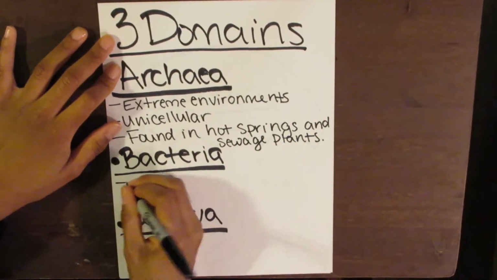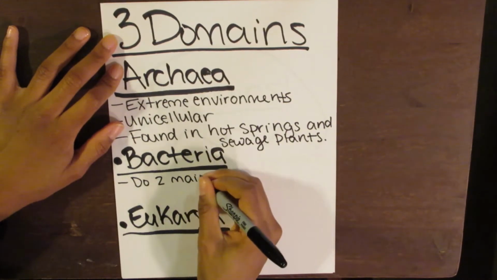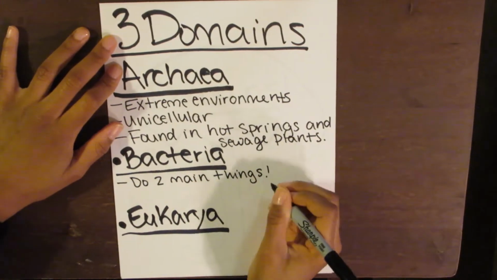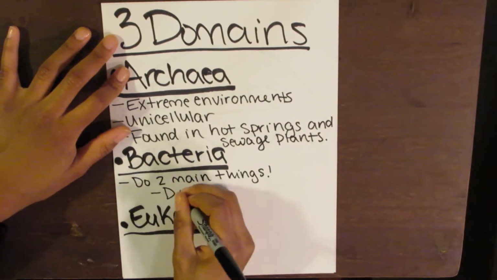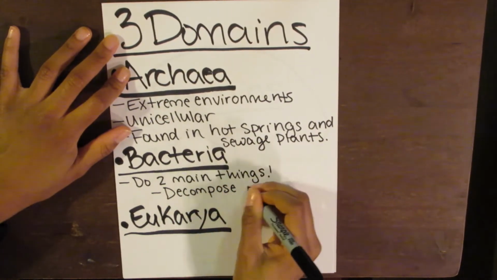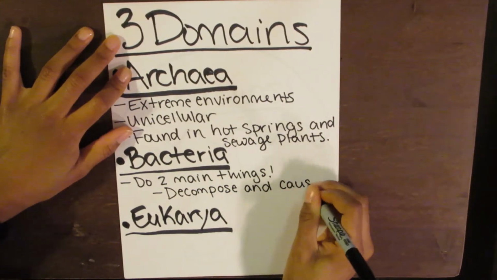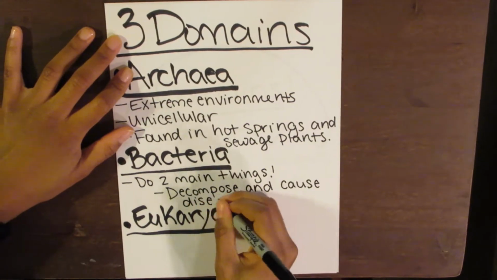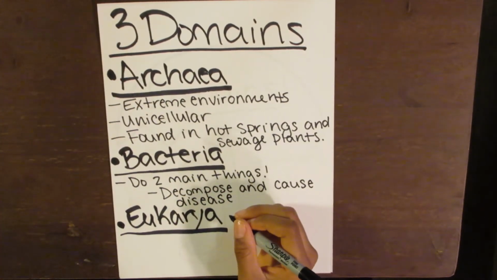Now let's take a look at bacteria. Bacteria, what we want to know about them is that they do two main things. Their two main things that they do are that they decompose, so they break stuff down, and they cause disease, so they make things sick. And we know about that all too well. We've all had a bacterial infection.